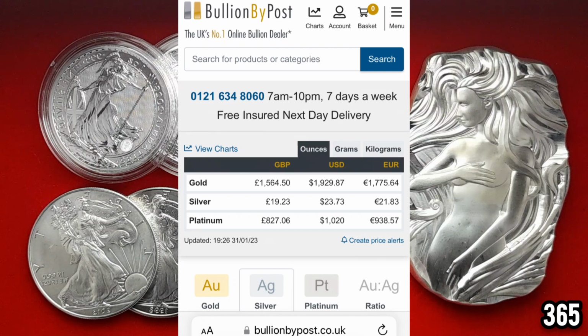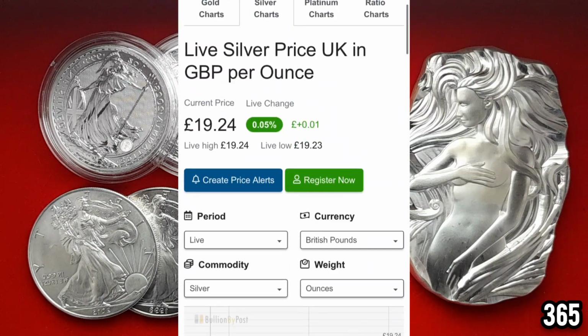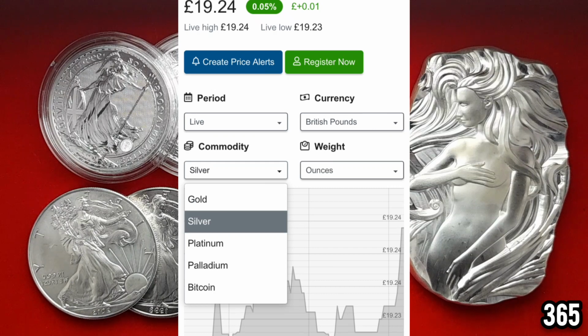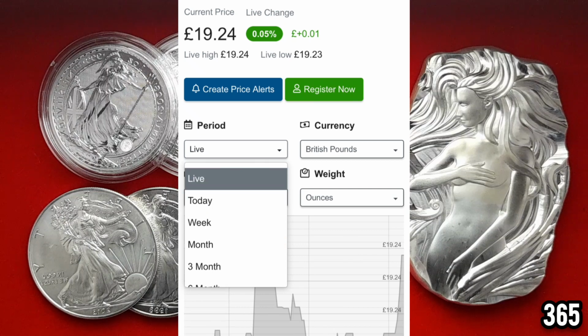It makes it very, very easy to look at the past performance of silver, gold, platinum. Let's have a look. You've also got Bitcoin on there as well, and palladium. So it's got a nice mix of commodities there that you can have a look at. And it's just really, really easy to use. You can select the period on here. You've got the live spot price. You've got today. You've got the week.